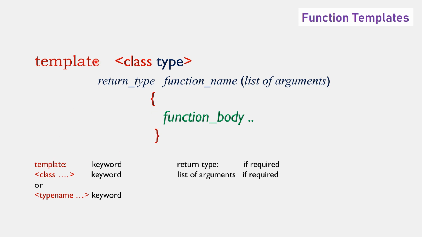Template is a keyword, class is a keyword. You can use the class keyword or you can use typename, both are the same, it doesn't matter. The list of parameters or arguments and the return type depend upon the requirement of your function. So when an argument of a data type is passed to a function, the compiler generates a new version of the function depending on the data type.